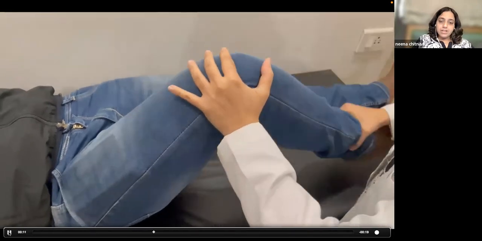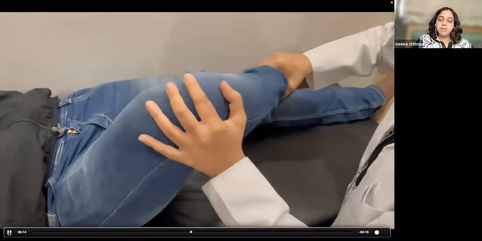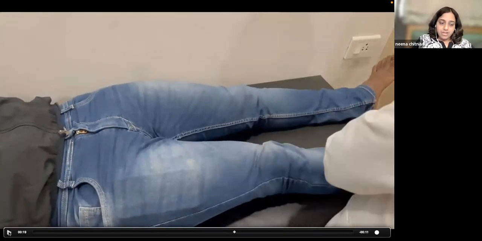Okay. Then look for the movements at the hip joint, internal rotation, external rotation. At the same time, when you are examining the hip joint movements, you also look at sacroiliac joint movement. See, in your OPD, you do not have so much time that you are going to do each joint test individually. So where things can be coupled, do them together.